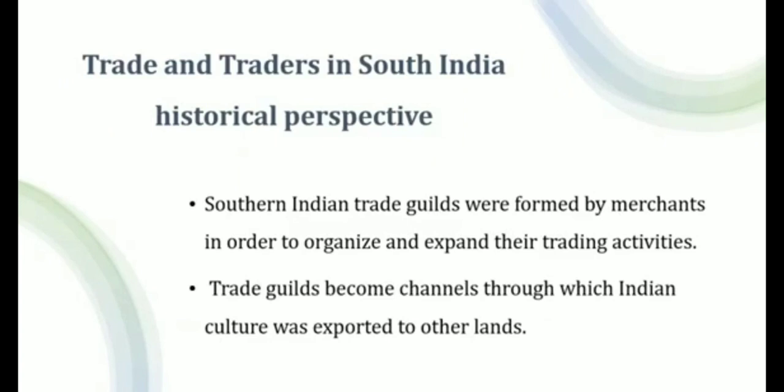Next, trade and traders in South India, historical perspective. South Indian traders formed one group. For what purpose? They formed one group of merchants in order to organize and expand their trading activities, in order to start their trade and to expand it. So with the help of these trade groups only, Indian culture was exported to other lands. Whatever things they produced, goods and services, were exported to other countries.